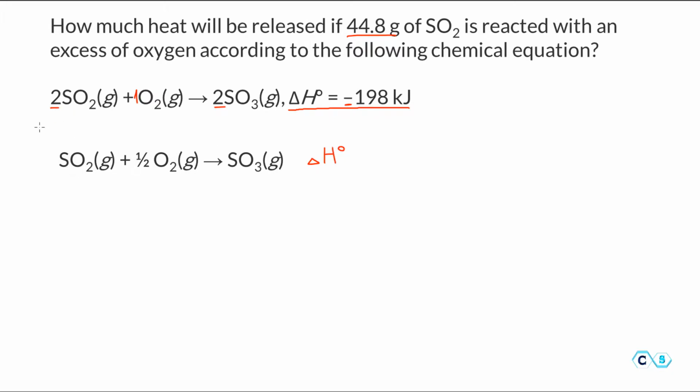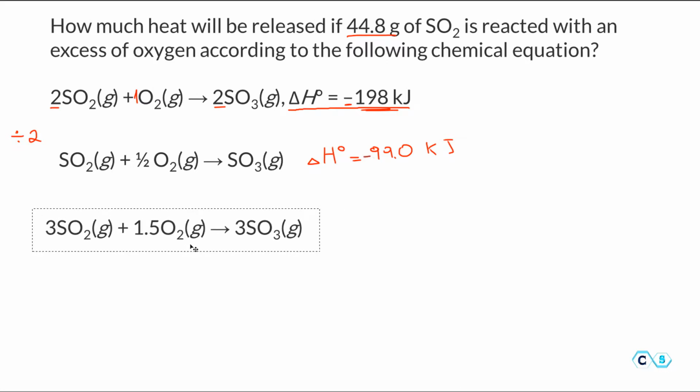What happens is that all the moles have been divided by 2. Everything is decreased 2 times. So as we decrease the number of moles 2 times, we also have to change the enthalpy 2 times. If we have only 1 mole of sulfur dioxide producing 1 mole of sulfur trioxide, we write down that the enthalpy of this reaction is equal to half of this number, which in this case will be 99 kilojoules.